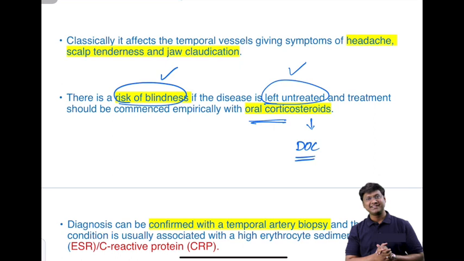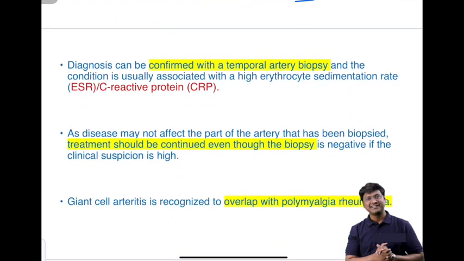And how will you investigate these patients with temporal arteritis? Temporal arteritis is basically an inflammatory disorder. So what are the markers of inflammation? That is ESR as well as CRP. They are elevated in these patients. But how will you confirm the diagnosis? The confirmation of the diagnosis is by temporal artery biopsy. When you do a temporal artery biopsy, you will find granulomatous inflammation.